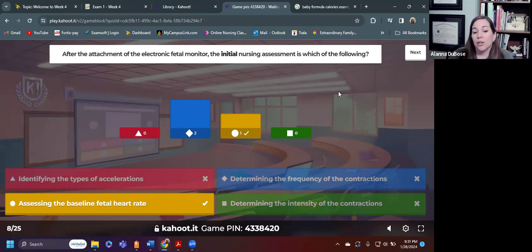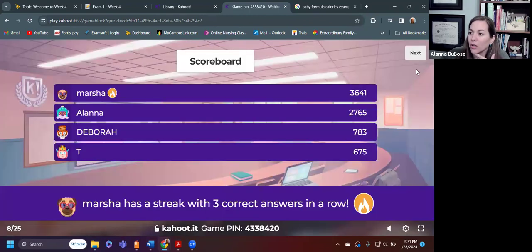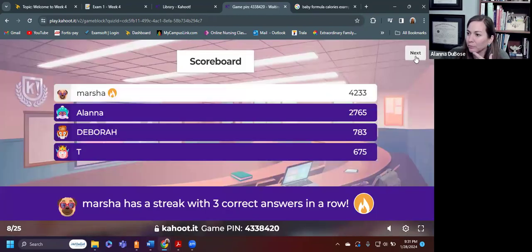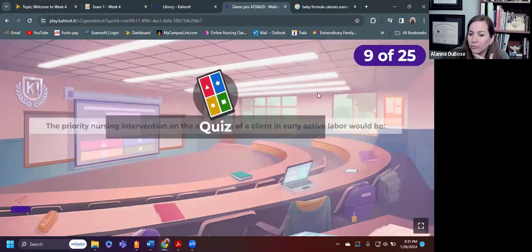So the initial thing we're looking for is definitely the baby's heart rate. That's a really important basic vital sign for the baby. Look for clues in your questions too. If you notice, this says assessing the baseline fetal heart rate. Look for clues like that, because of course a baseline is like a starting point, right? That's kind of what the question's asking too.